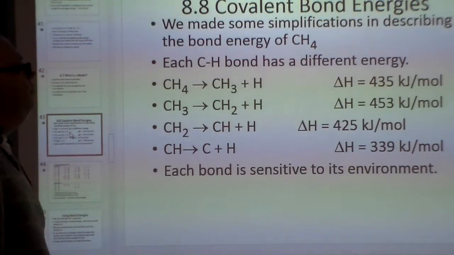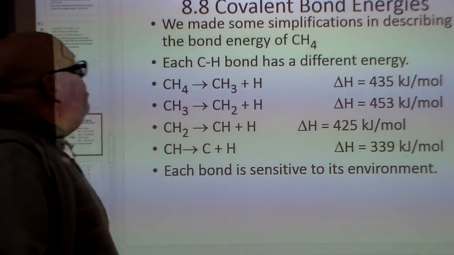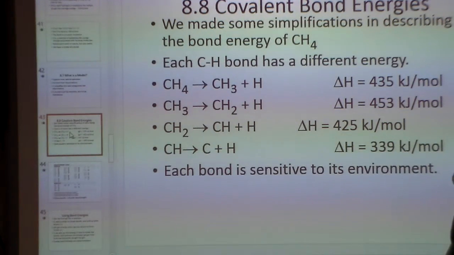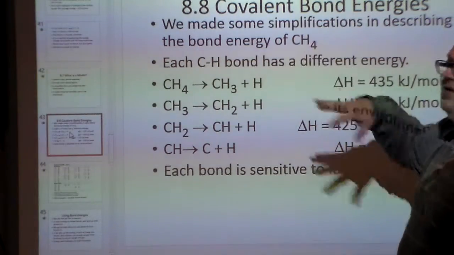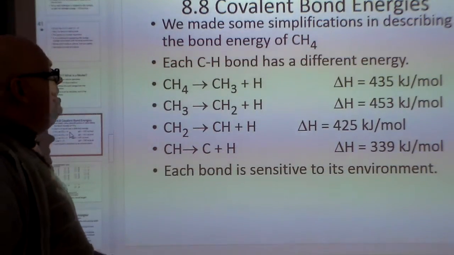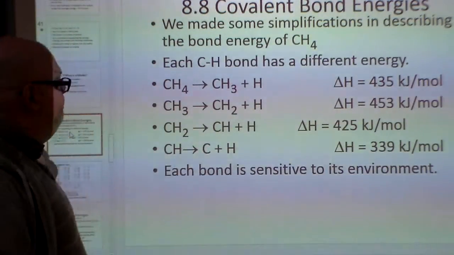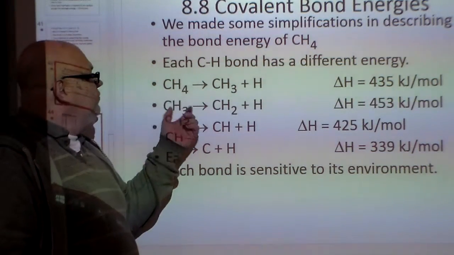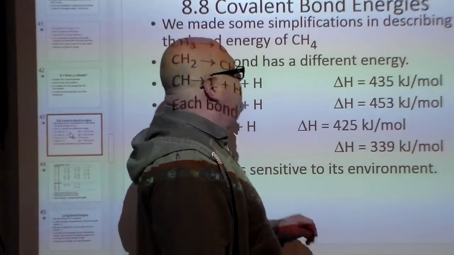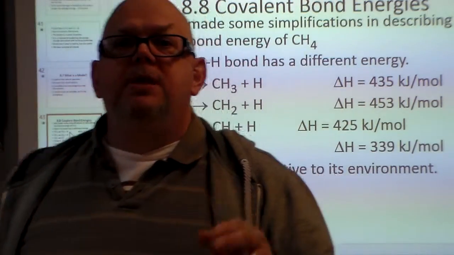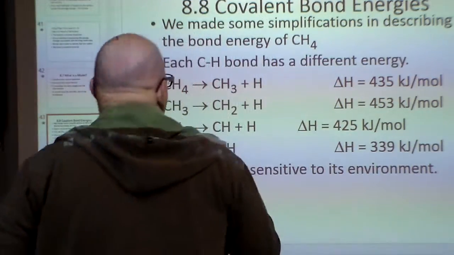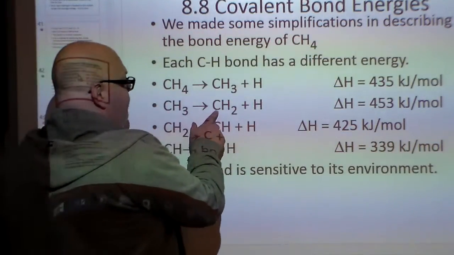Okay? So, if we look at this, we made some covalent bond energies. Here we go. Now, there's some simplifications. In other words, we are making it a little bit easier to describe the bond energy of CH4. Now, each CH bond has a different energy. So, for example, CH4, we rip out a hydrogen, and we get CH3 plus H, and we get 435 kilojoules per mole. Notice it's a positive number because that means that's energy we have to put into it. It's an endothermic process.